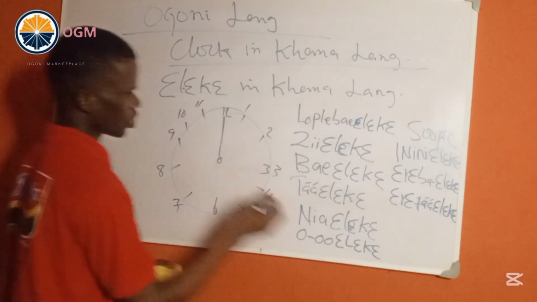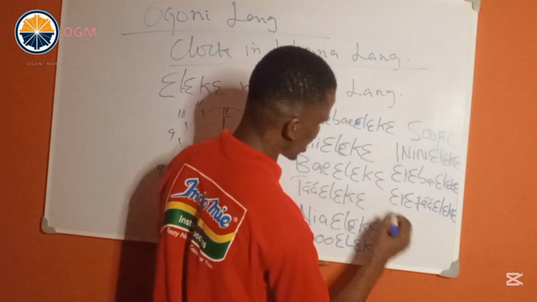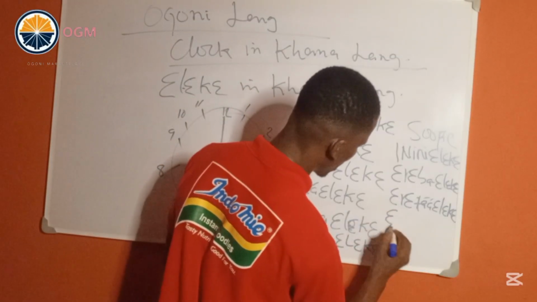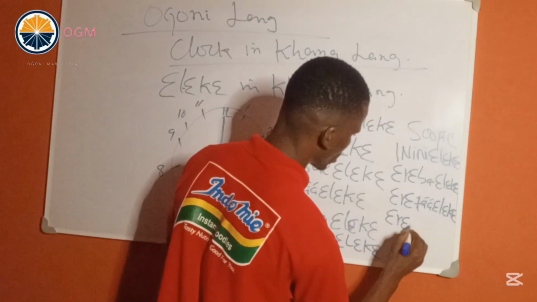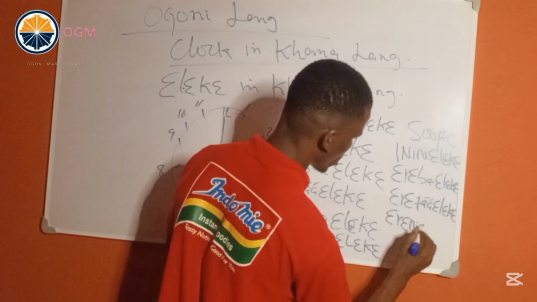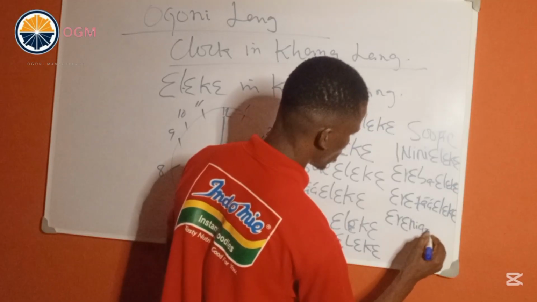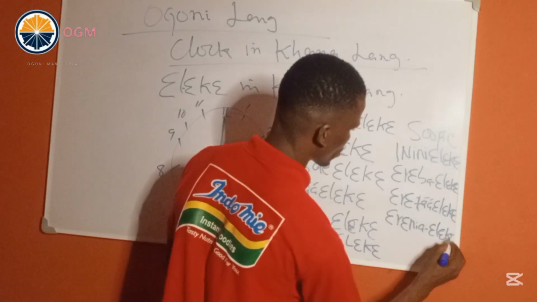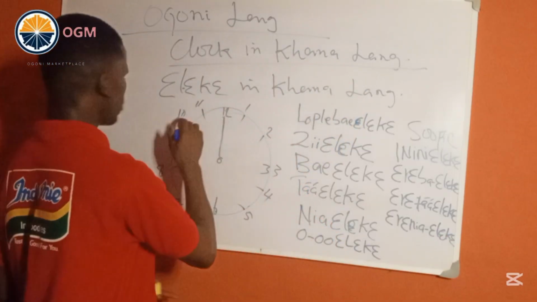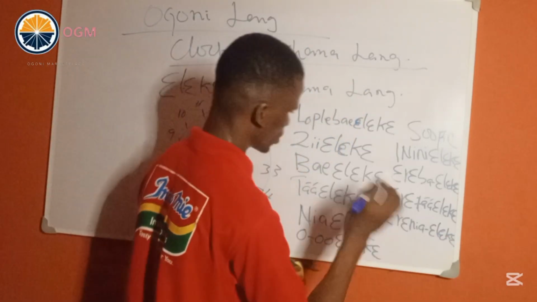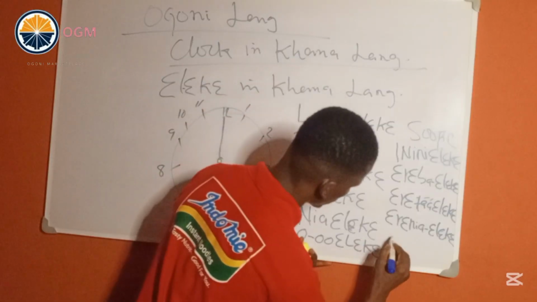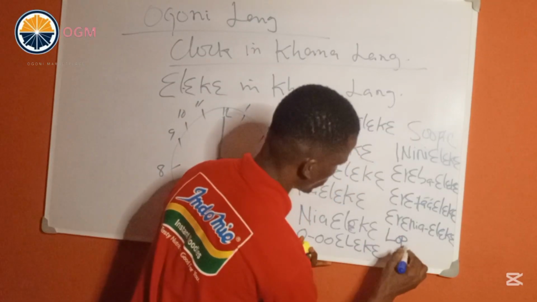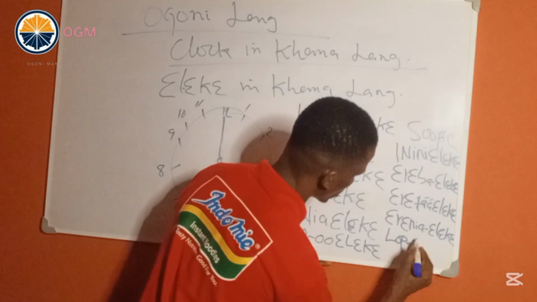Then if it is 9 o'clock, this is the spelling of elenia. It's called 9, elenia. Still put your eleke. Then if it is 10, lob. This is the spelling of lob. Put your lob eleke.